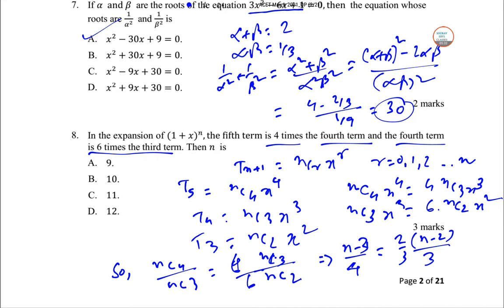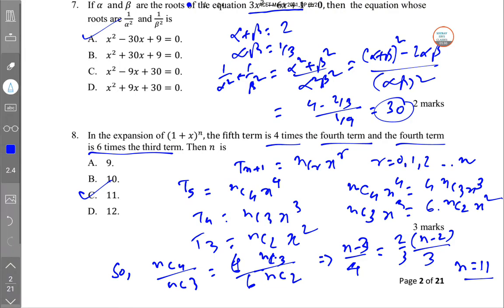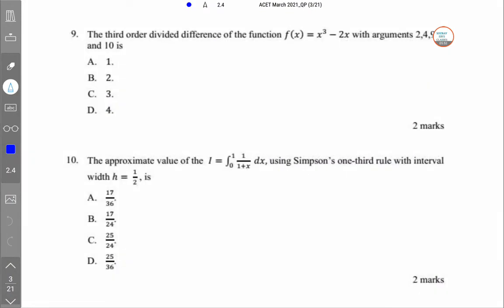and this is n and n, so 8n minus 16, so n equals 11. That's it. So C is the answer. Let's go to the next page.